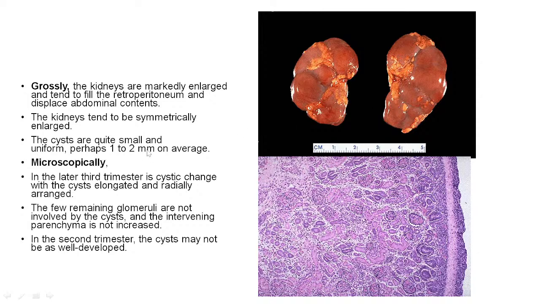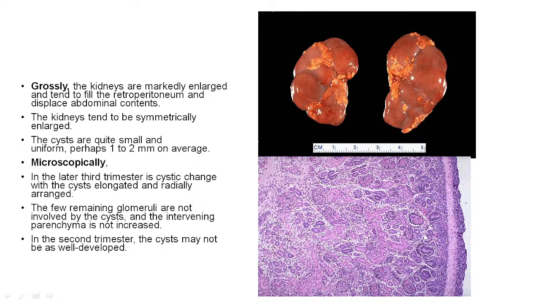These cysts are quite small and uniform, perhaps 1 to 2 mm in average size. Microscopically, in the late third trimester, these cysts take on an elongated shape and are seen radially arranged. So, in microscopy, we can identify what type of cyst is there. The few remaining glomeruli are not involved in the cyst and the intervening parenchyma is not increased. The second trimester cysts may not be very well developed.